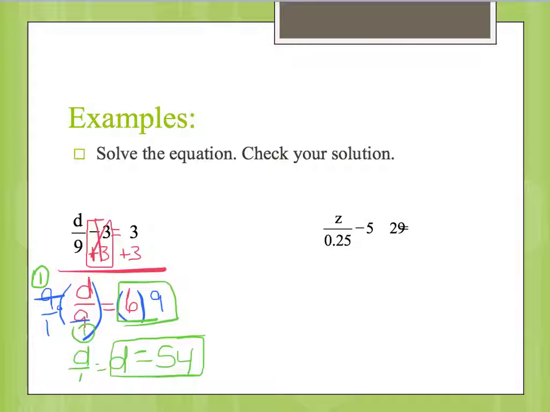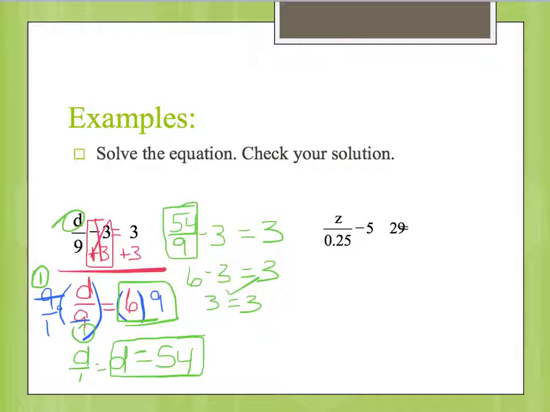So I've found out that d is equal to 54. Plug it back in for d. 54 divided by 9 minus 3 should be equal to 3. 54 divided by 9 is 6. 6 minus 3 equals 3. So my solution checks.